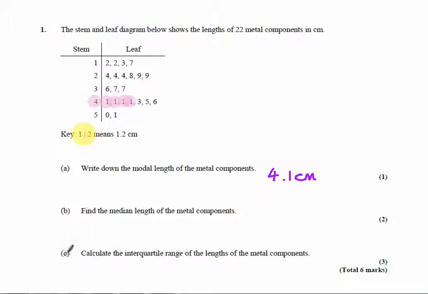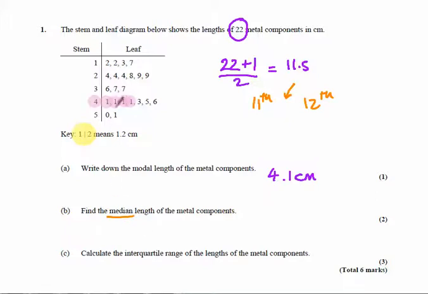Okay, now I'm going to read the next two questions together because it's asking us to do various things. It says, find the median length of the metal components. Remember, the median is basically the number that's in the middle. We have 22 pieces of raw data here. Because we've got the raw data, we just add 1 and divide by 2. That would be 11.5. Because it's a 0.5, that means we're looking for the 11th and the 12th piece of data, and the halfway between them would be the median.